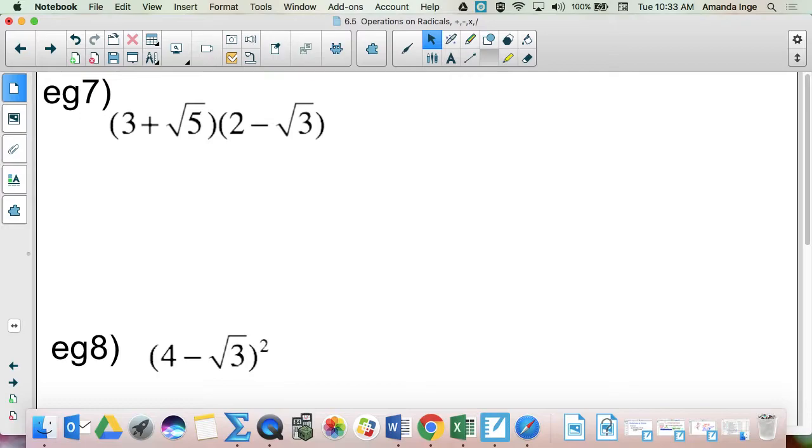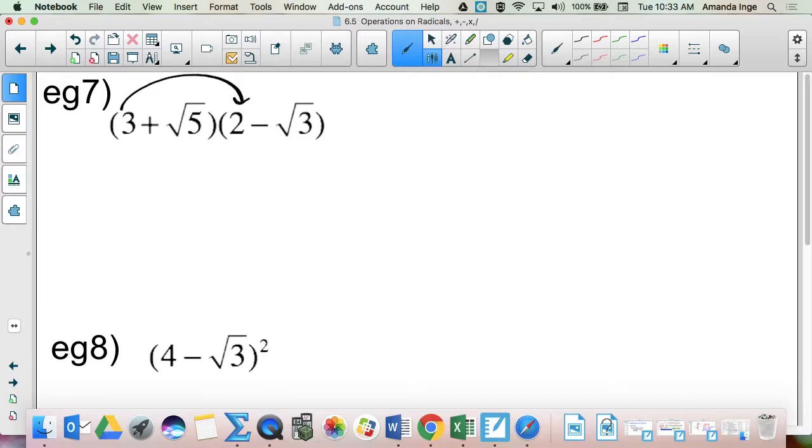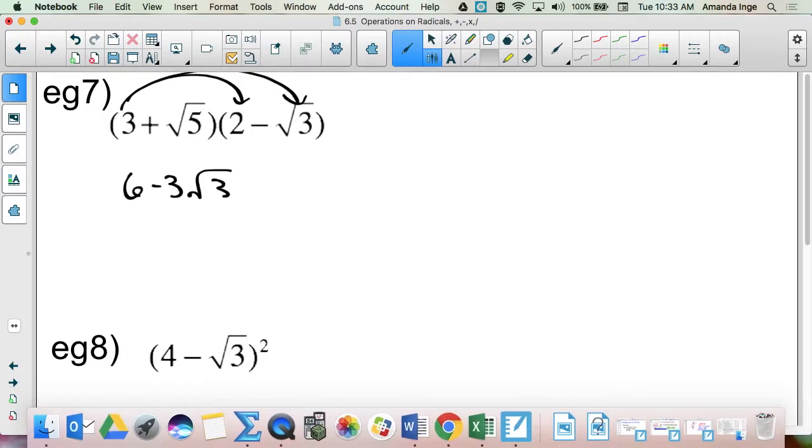So my next examples, you will have to FOIL these. We're multiplying 3 times 2 to get 6, and then 3 times the square root of 3, and then we're multiplying these two together to get plus 2 square roots of 5, and these two together to get minus the square root of 15. Now, if there was anything I could combine, I would, but there is not, so that's the answer to the problem.